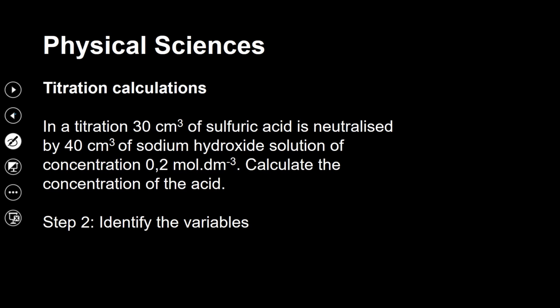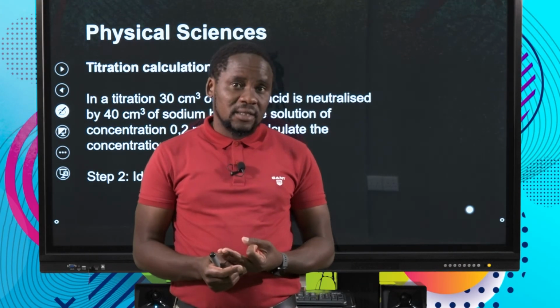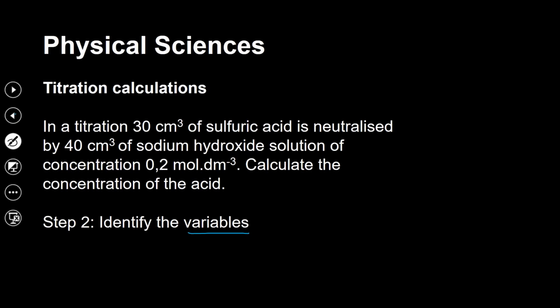Furthermore, number 2, we want to identify the variables. The variables are the quantities that we would need to use in our volumetric analysis equation in terms of concentration, volume, and moles of substance, right? So what do we have here? We already have the volume of sulfuric acid. Let's quickly do the conversion to SI unit, because we know concentration is in moles per cubic decimeter. So 30 cubic centimeters, which is the volume of acid, is the same as 0.03 cubic decimeters. So we divided that by 1,000. But where does that come from? 1 cubic decimeter is equal to 1,000 cubic centimeters, right?